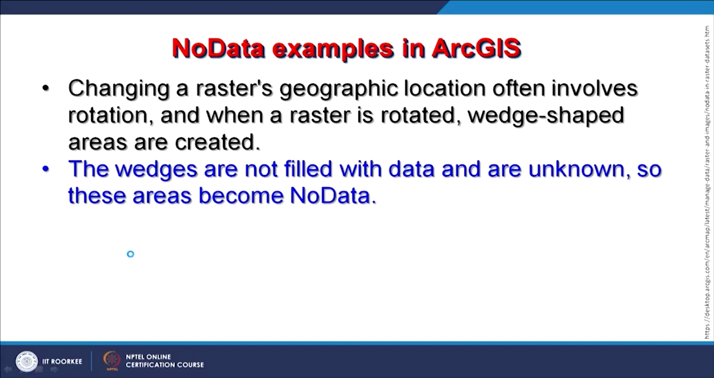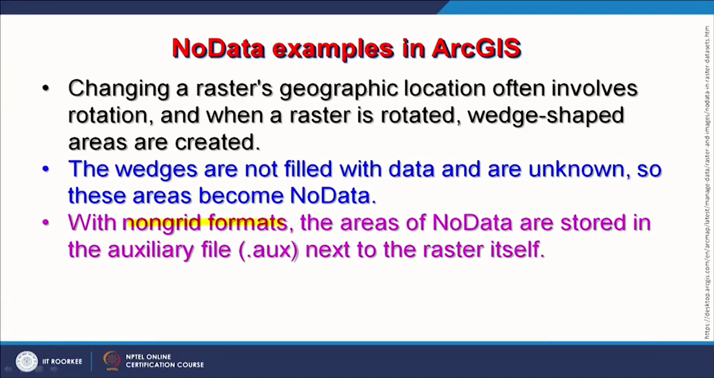So, wedges on the sides of an image or raster are not filled with data and they are basically unknown values. So, they automatically become no data. With non-grid formats, maybe satellite images or other data, the areas of no data are stored in an auxiliary file, that is .aux, next to the raster itself. So, when we store data on our hard disk or any storage device, you would see many times a file having the same initial part, but the extension is aux. So, here the information about no data is stored.